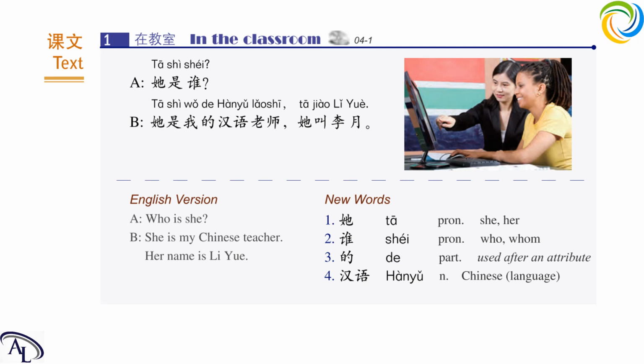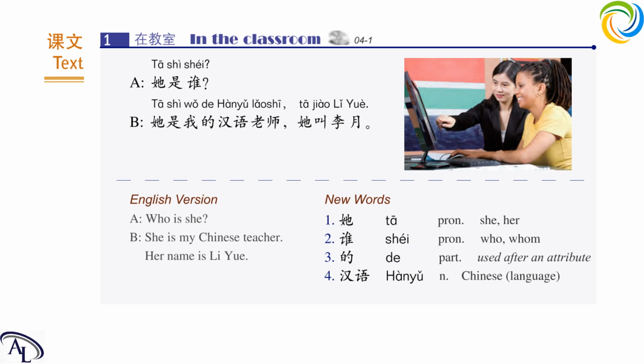So first one, 他是谁? It is a question, which means who is she? We just learned 他 means she, and 是 we learned last lesson. It means to be. So 他是谁? Actually, in the sentence order, we can see it is she is who, which means who is she.